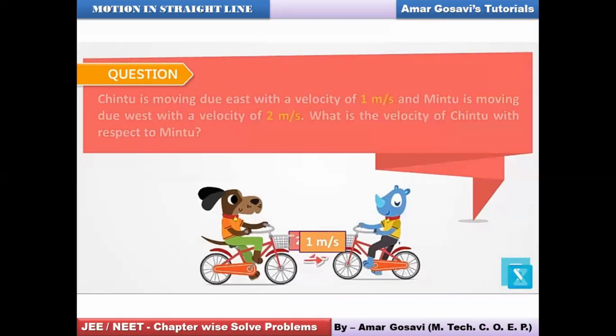If we try to put it in the form of a diagram or a picture, you will realize these two are moving towards each other. One is moving towards east, the other is moving towards west, one with a velocity of 1 meter per second, the other with a velocity of 2 meter per second. And what are we supposed to estimate? We are supposed to estimate the velocity of Chintu with respect to Mintu. Hopefully, you've noted down this problem so that we can start discussing the solution. Please let me know once you're done with it. Yeah, friends, most of you say done.